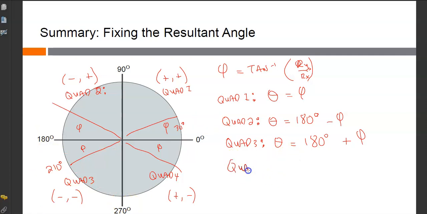Quadrant 4, got a different fix for that one because I'm in a different piece of space. The angle that I want is 360 minus whatever arctangent slings me. So I start here and I go 0, go 90, 180. I'm rotating all the way around, 270. Here's 360, and I back up 30 degrees. I'd be at 330.